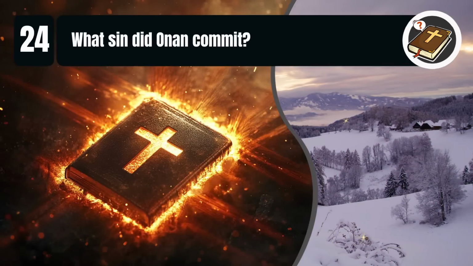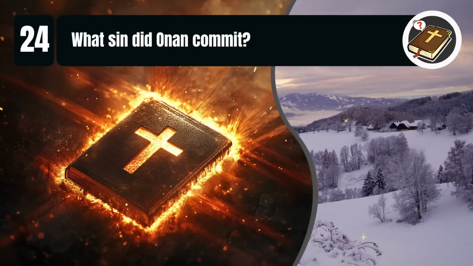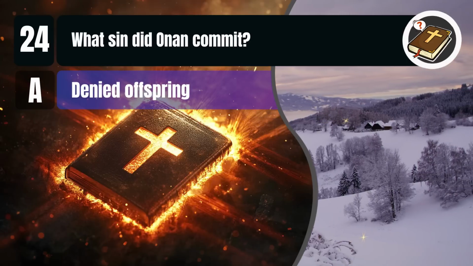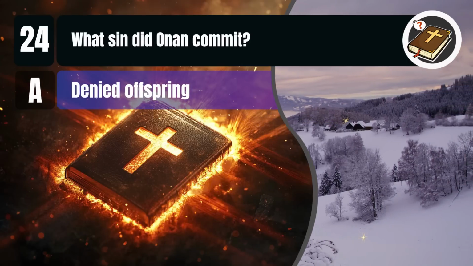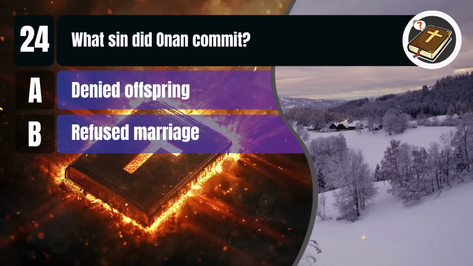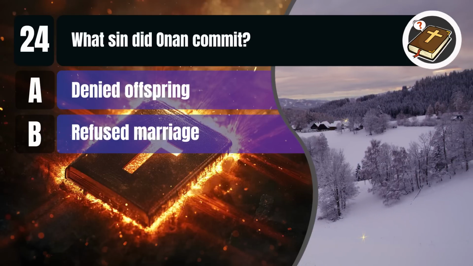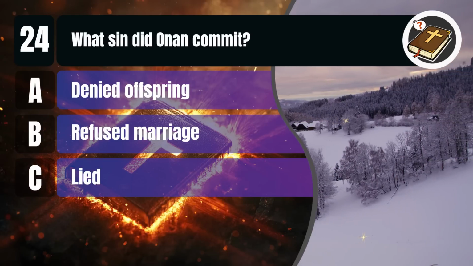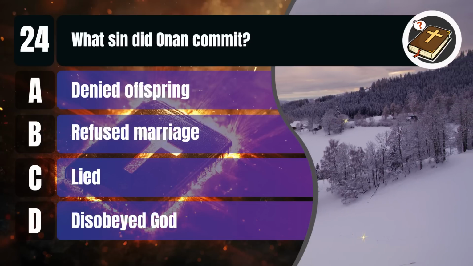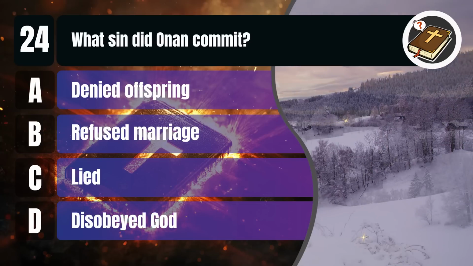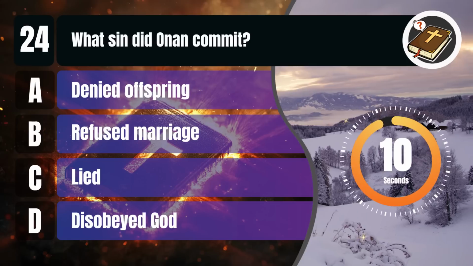Question 24. What sin did Onan commit? A. Denied offspring. B. Refused marriage. C. Lied. D. Disobeyed God. You get 10 seconds.